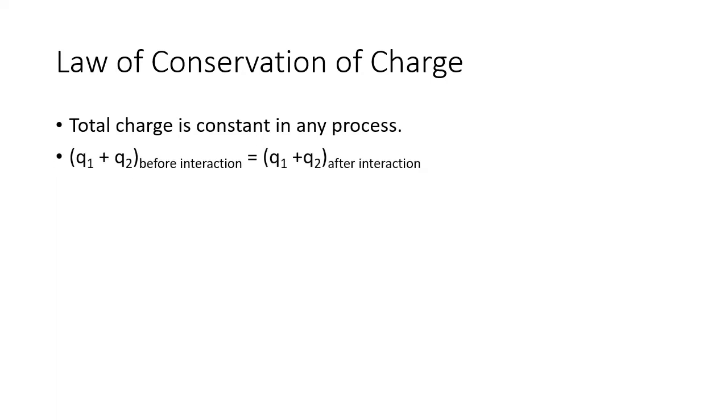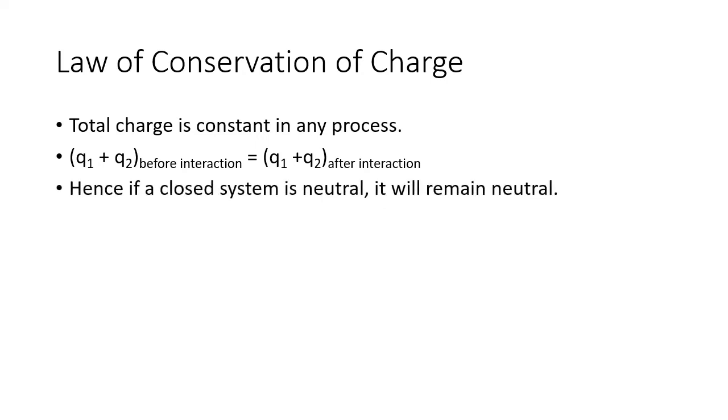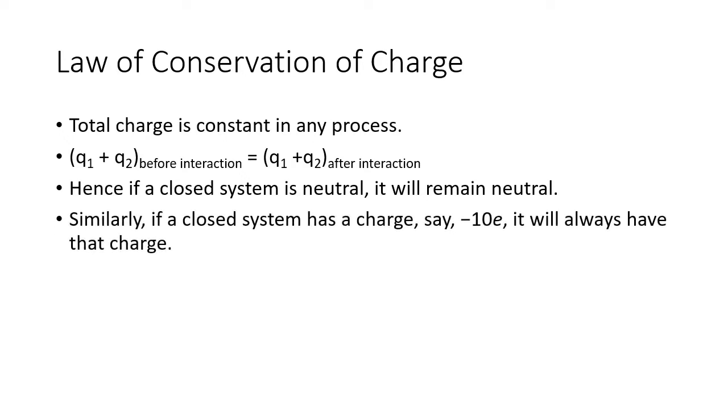Q1 plus Q2 before the interaction is going to be equal to Q1 plus Q2 after the interaction. Now, this does not necessarily mean that Q1 and Q2 have the same values before and after, but their total is the same before and after. Hence, if a closed system is neutral, it will remain neutral. Similarly, if a closed system has a charge, say negative 10e, it will always have that charge.